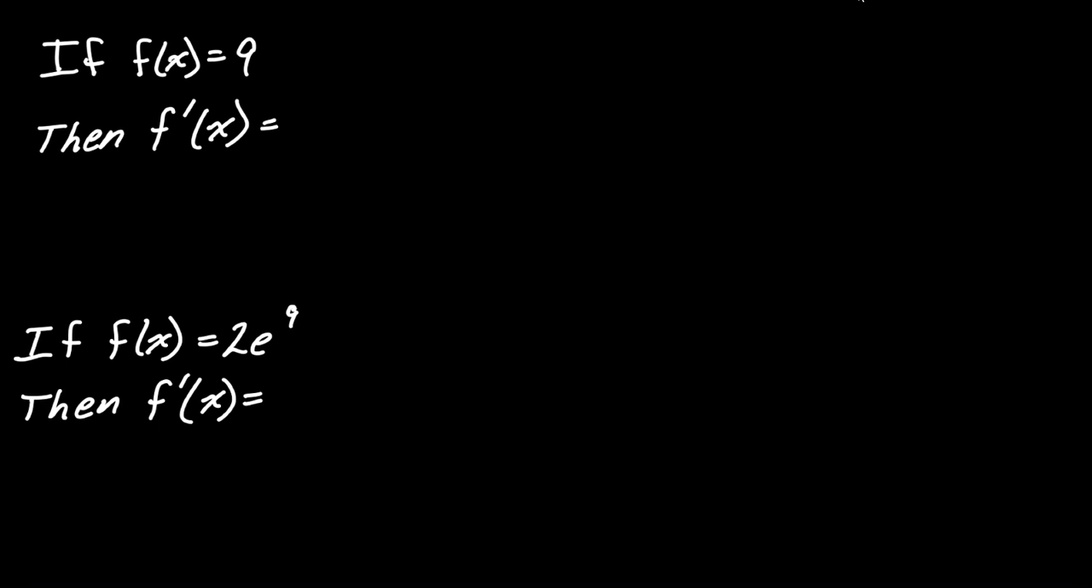All right, so let's work through some problem situations here. The first one, if f of x is equal to 9, then f prime is equal to 0 because 9 is a constant. You can also think of this graphically. At y equals 9, you would have a horizontal line, and the slope of that horizontal line everywhere is 0.